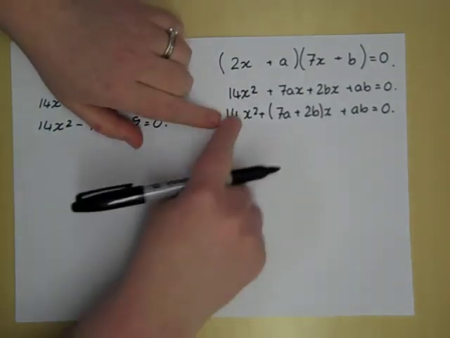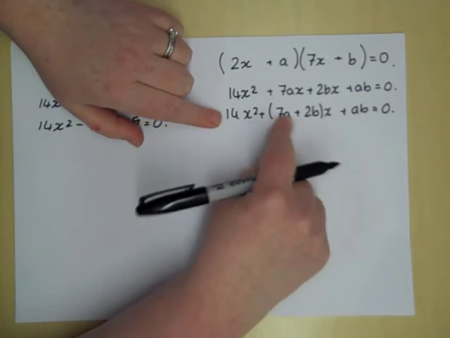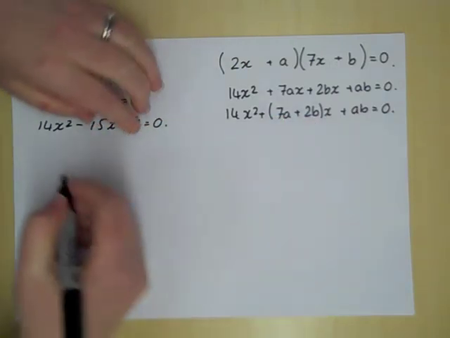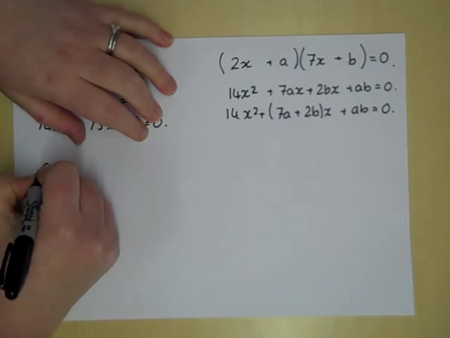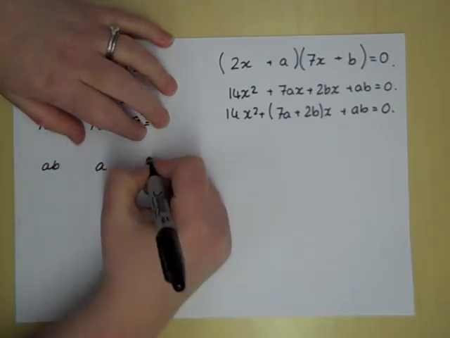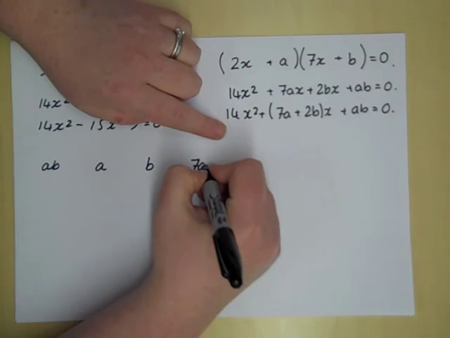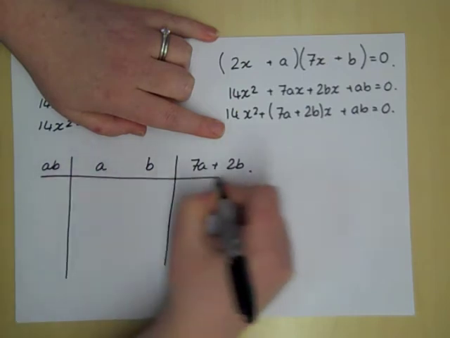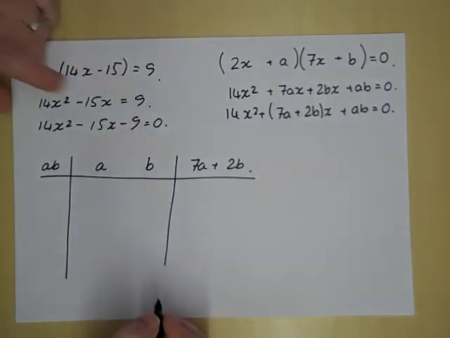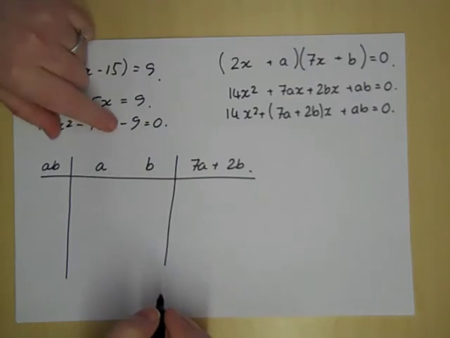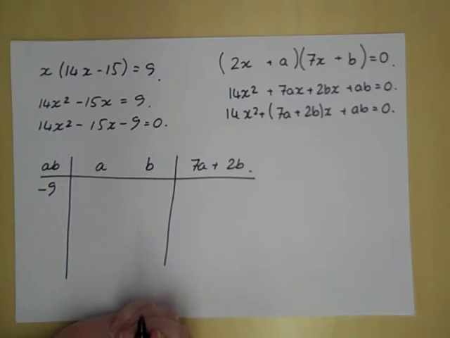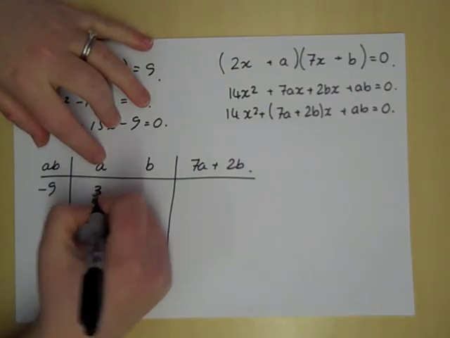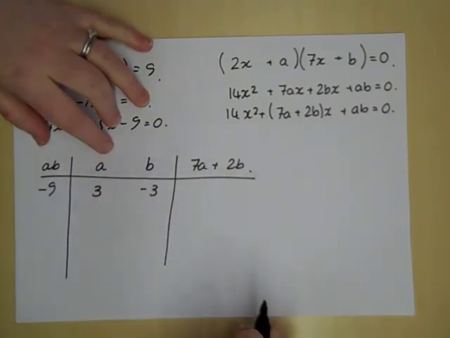So now, when I construct my table, instead of it just being A plus B, I'm going to have 7a plus 2b. So here, I'm going to have AB, A, B, and then I'm going to have 7a plus 2b. So I know that A times B is equal to minus 9. So what are my ways of getting there? The first one I can think of is 3 multiplied by minus 3.